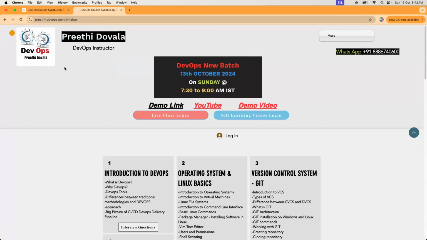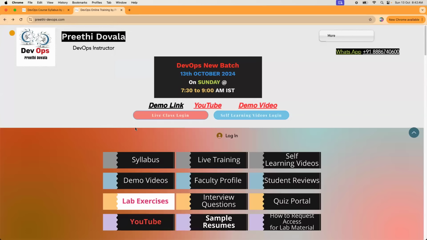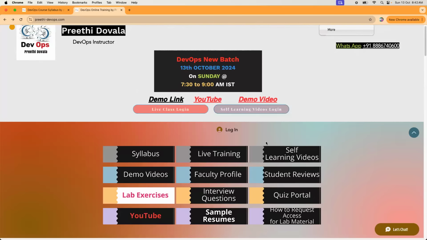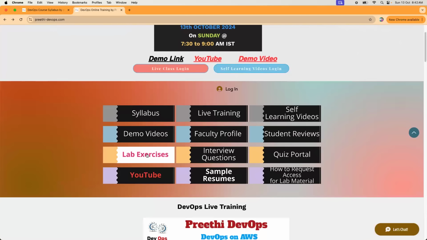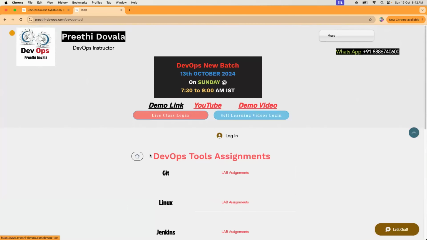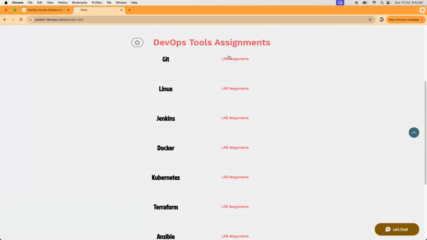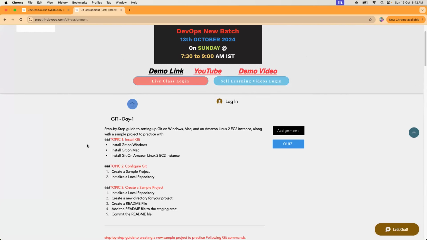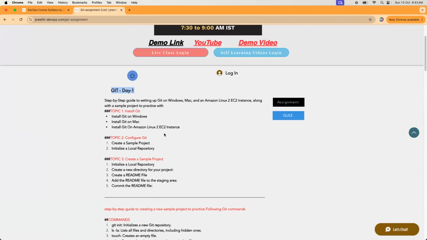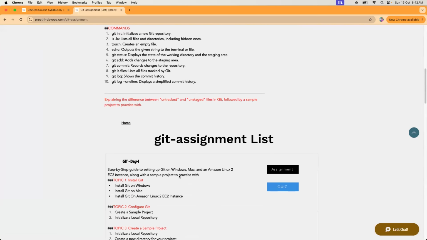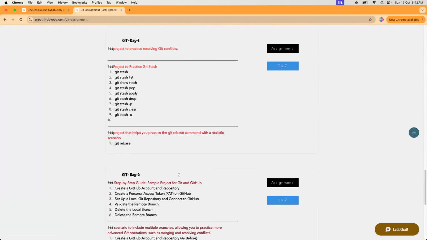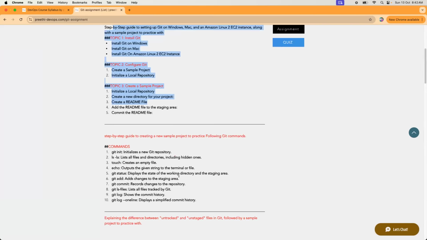Now, here is the LMS, like a portal for your learning. You can go here for all the lab exercises. For every tool, like tomorrow, we'll be starting with Git, including what is Git, why Git, Git architecture, then Git hands-on. Day-wise, complete hands-on is there. One or two days might be available for public, but from the third day, it would be with private access. So you can see all the content here.